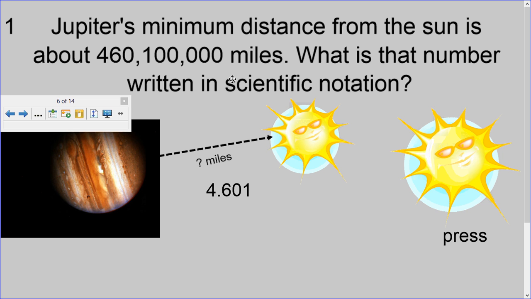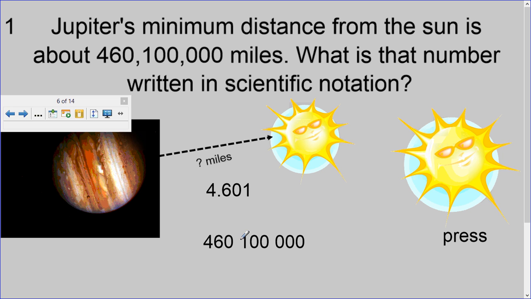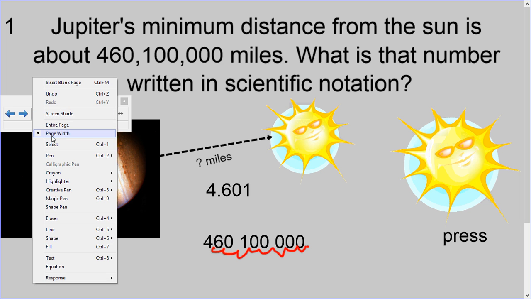Now, since we have this number, 460,100, and 3 more zeros, let's get a red pen. And remember, the decimal point is at the end, and we're going to count over our spaces to where we put the decimal point. 1, 2, 3, 4, 5, 6, 7, 8 spaces. That is where the decimal point would be, in between the 4 and the 6.